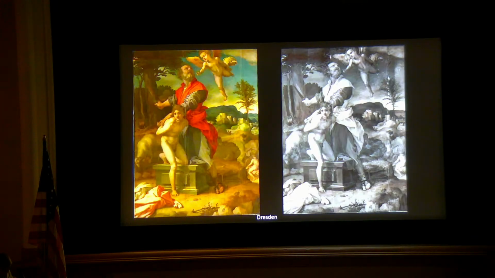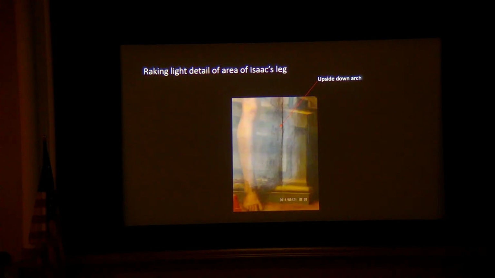It had long been known that the panel was first prepared for a different composition and opposite vertical orientation, as in the catalog raisonné, John Sherman noted the upside-down architecture visible in the area below Abraham's foot. You can kind of see that there. In this detail in raking light, the upside-down arch under the painting is showing the relief of the outlines in the underlying composition.